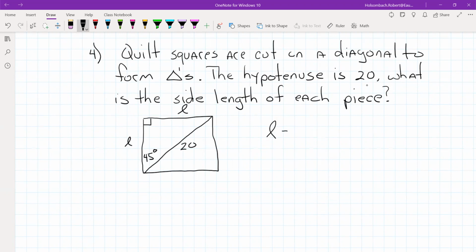So our L is equal to 20 divided by the square root of 2. No, not the square root of 20, just 20, I'm sorry. 20 divided by the square root of 2. So we've got to rationalize this denominator. So we get 20 radical 2 over 2. The 2 goes into itself once, and it goes into the 20 10 times. So our simplest radical form is just 10 radical 2.